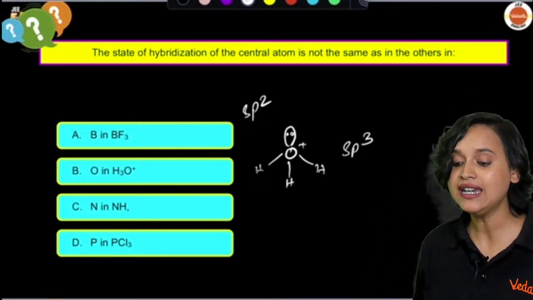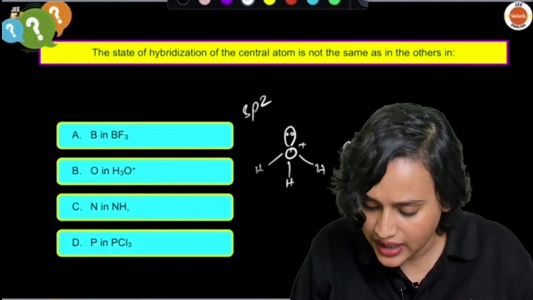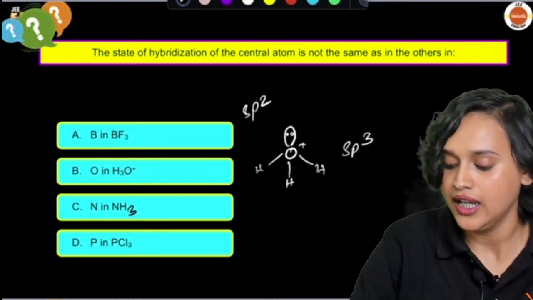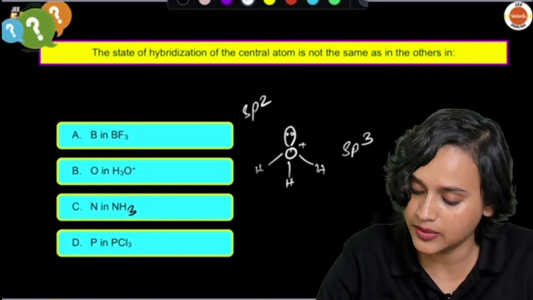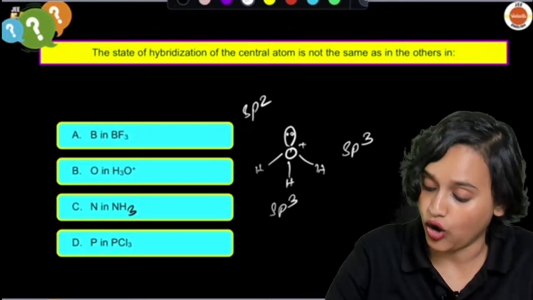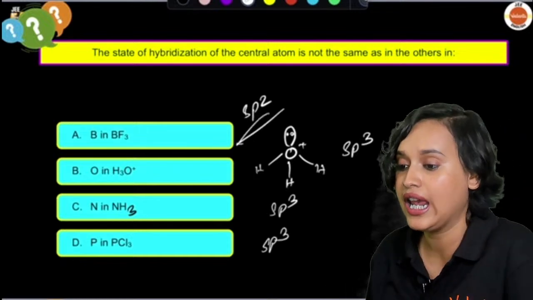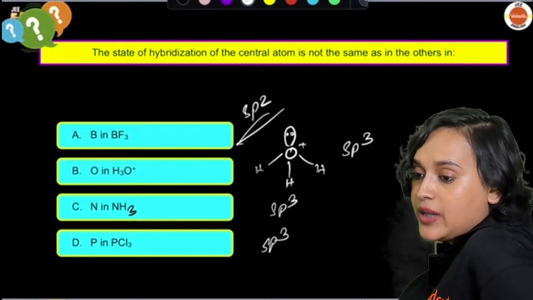Now, N in NH3, guys. If it is NH3, then we will have similar sp3 hybridization. P in PCl3 will also have sp3 hybridization. So our correct answer is option A. Option A. Right, everybody? Are we clear?